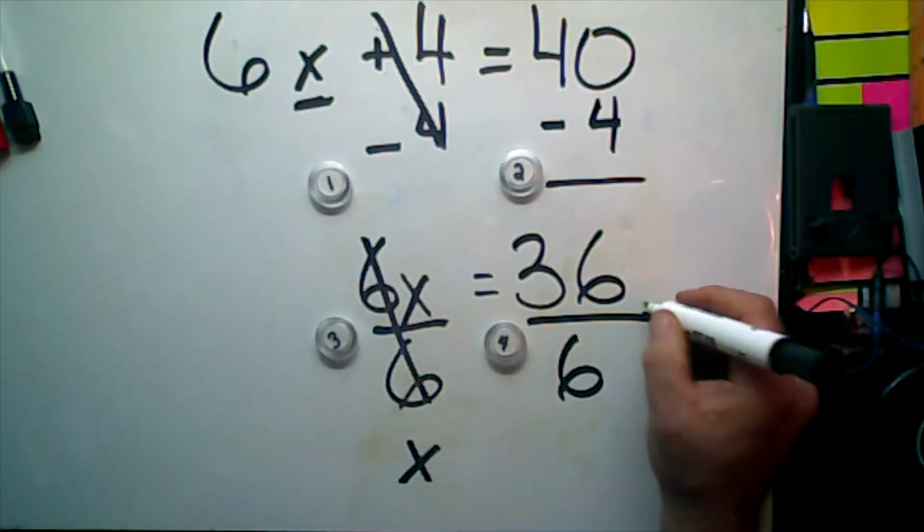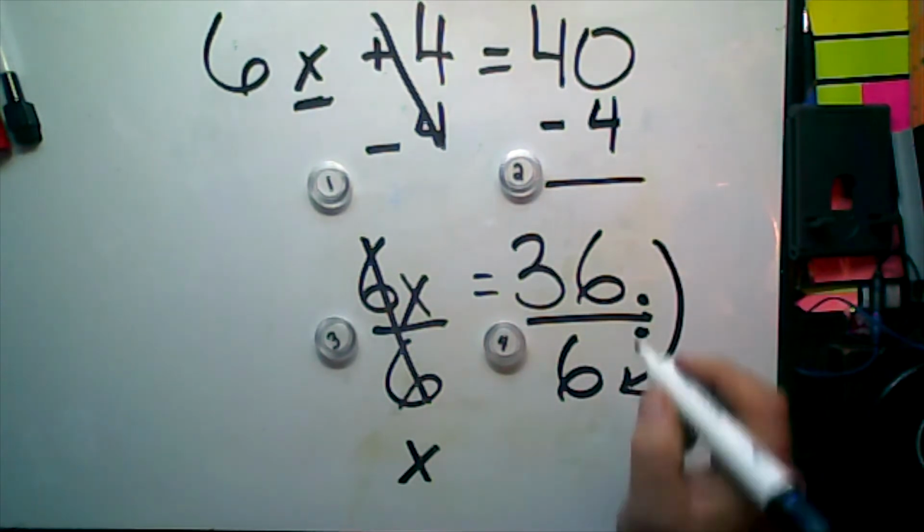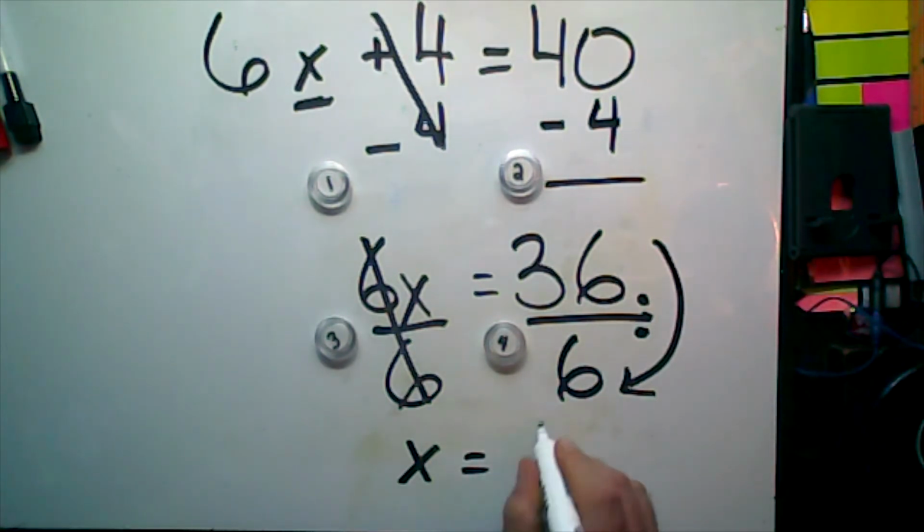On the left side, we cross out. On the right side, we do our math. We divide down. 36 divided by 6 equals 6.